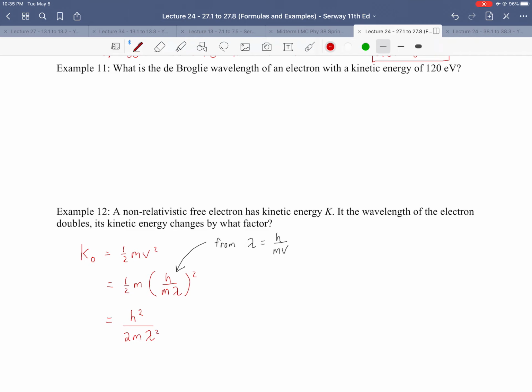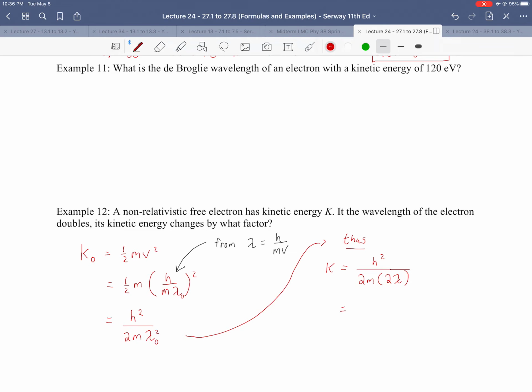Now I simply want to see what happens when I double lambda. Thus, k, the new k, will be h squared over 2m, but what am I going to do now? I'm going to replace lambda with 2 lambda. This is the new lambda, 2 lambda, where lambda is the original. To be clear on that, let's label this lambda naught to match up with k naught, because it's the only thing that's changing.